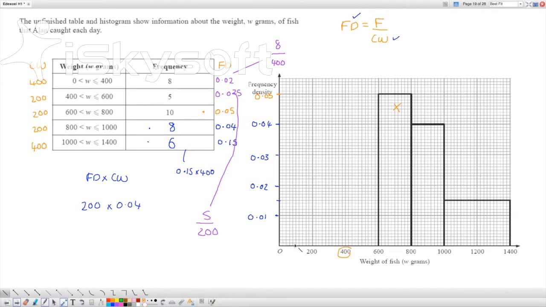So our first group goes from 0 to 400 and up to 0.02. Just there. Across. And across here to complete the bar.